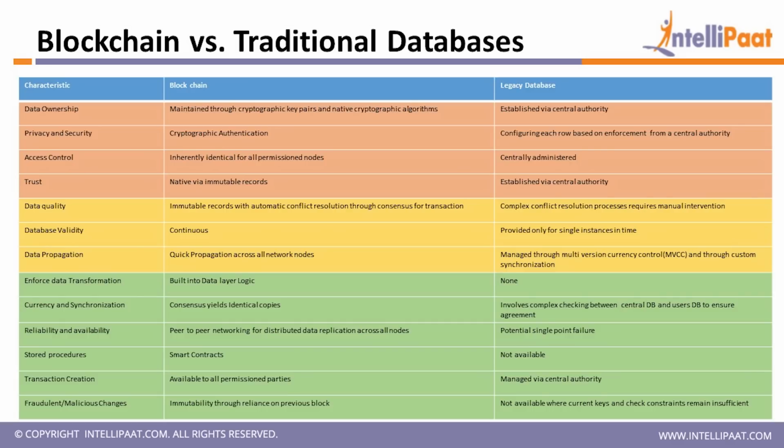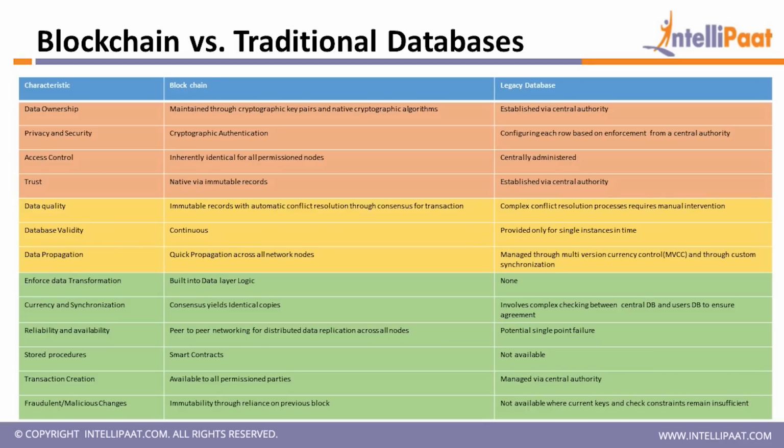Concurrency and synchronization. In blockchain, we have already seen that consensus commits only one new block at a time, and hence maintains identical copies of data. In databases, it involves complex checking between the central DB and users' DBs to ensure agreement. Reliability and availability. Peer-to-peer networking for distributed data replication across all nodes.